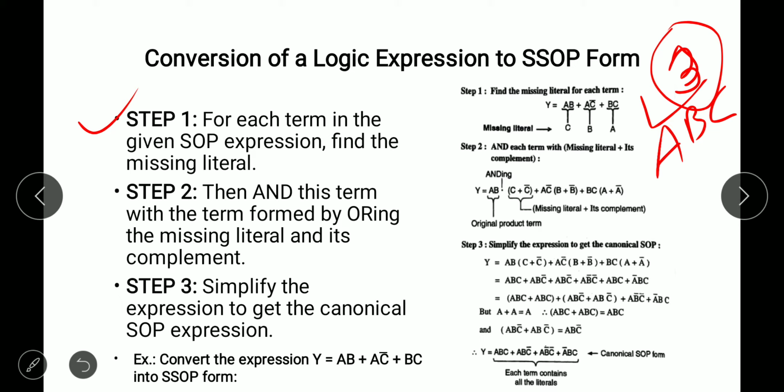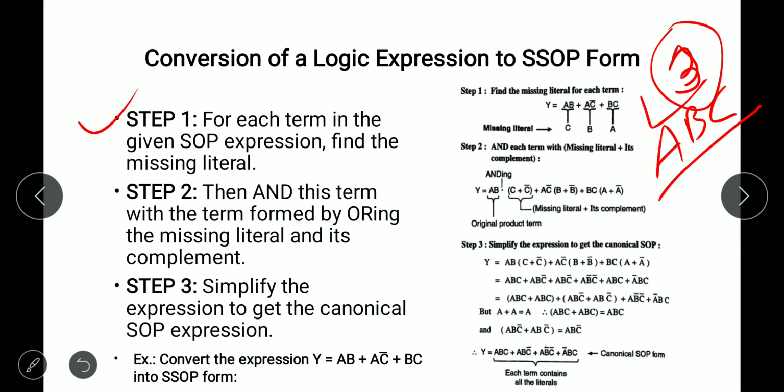For conversion of this logic expression into the standard form, the expression must contain all these three variables in each term. That is nothing but the standard SOP form. So if we see y is equal to ab plus ac bar plus bc, the first step is to find the missing literal, means find the missing variable. If a, b, c are the three variables, then find which variable is missing in each term.